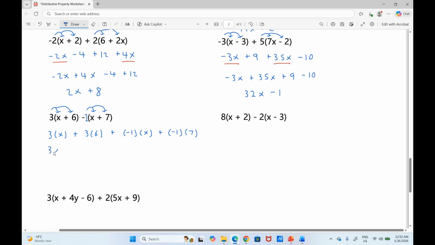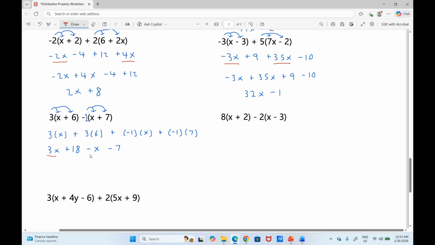3 times x is 3x. 3 times 6 is 18. However, negative 1 times x is going to be negative x. Then negative 1 times 7 is going to be negative 7. So that's the only difference there that would change my answers to its opposite.